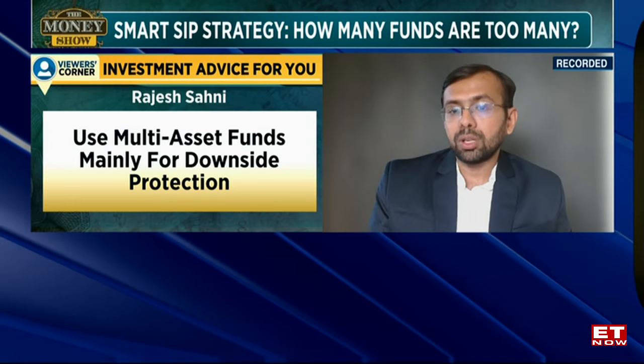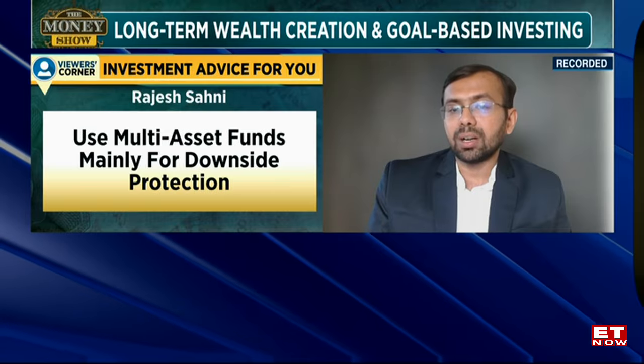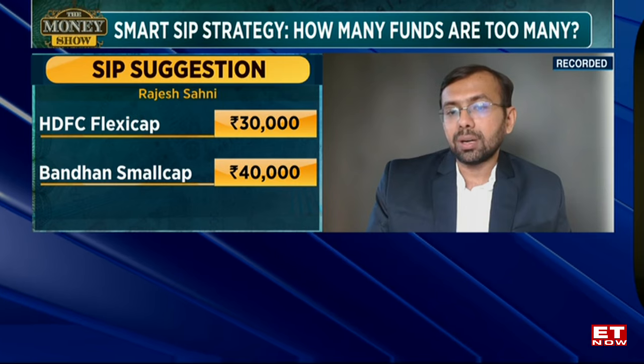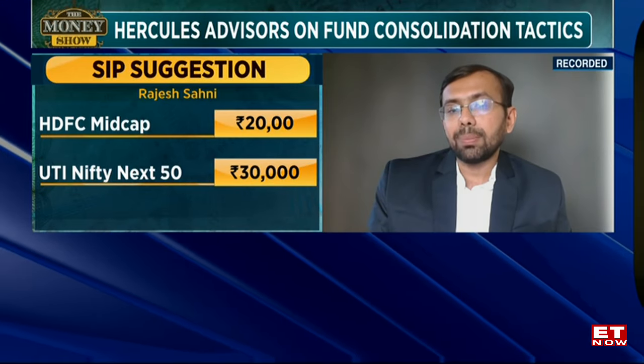I have picked out 4 funds. He wants to do an SIP of 90,000 plus 30,000, so I've given him a split. In HDFC Flexi Cap Fund, he can invest 30,000. In Bandhan Small Cap Fund, he can invest 40,000. To give a passive fund, I have given UTI Nifty Next 50 Index Fund, where he can invest 30,000. And in HDFC Mid Cap Fund, he can invest 20,000. These 4 funds are already in his portfolio. He can continue to do an SIP of about 1,20,000 into these funds.